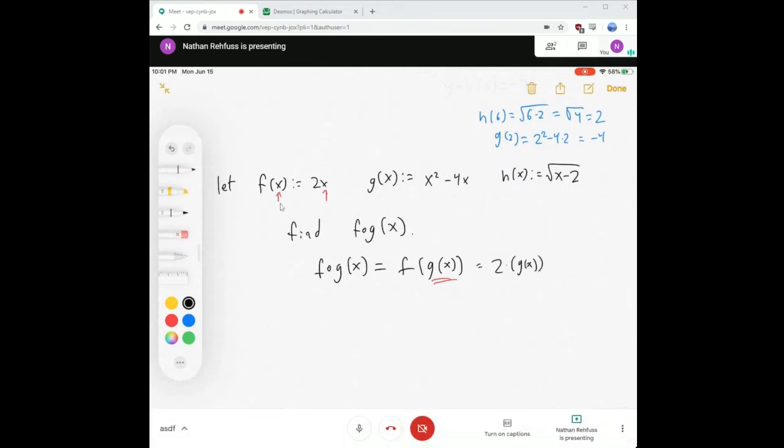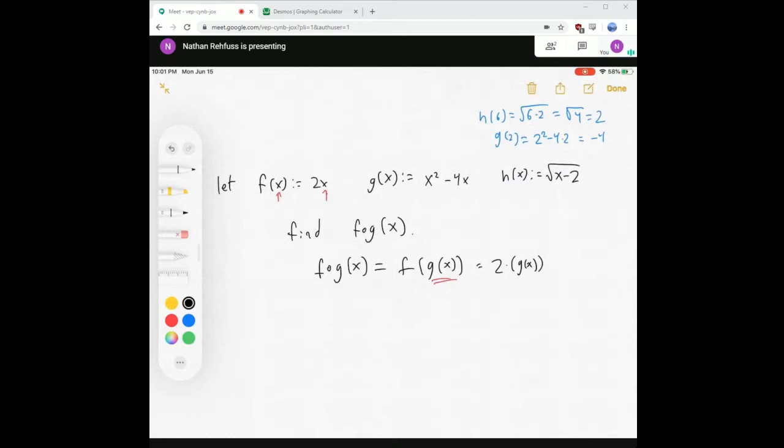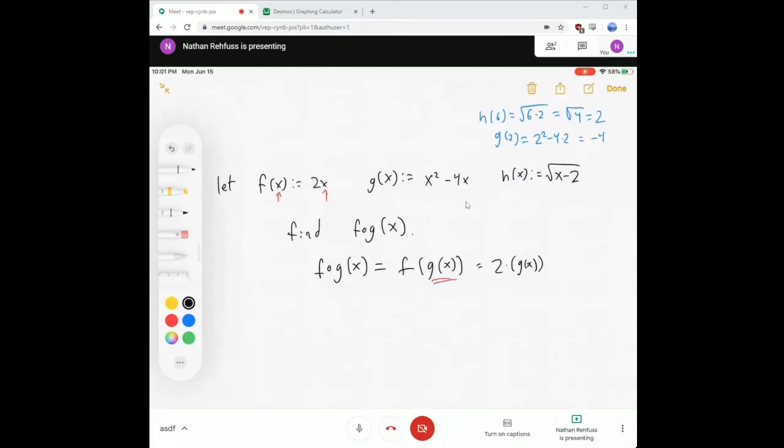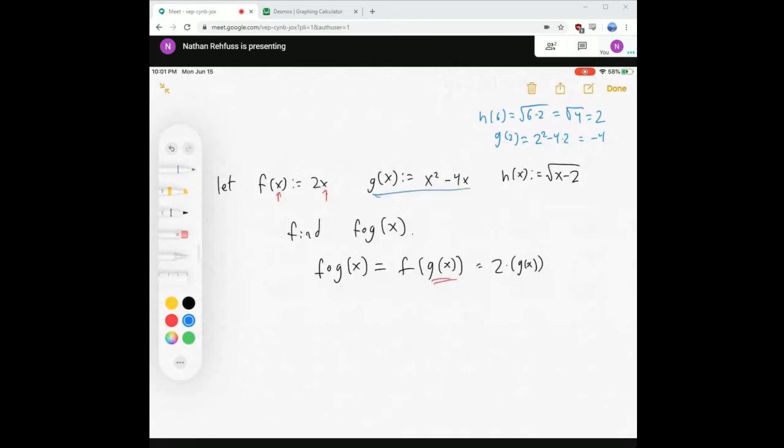You see how I evaluated this, but at this expression? So it's 2 times this guy. Now, I'm going to do one more substitution. Since I know that these are equal, I'm going to substitute that whole formula in for g of x. So now this looks like 2 times x squared minus 4x. And all I have to do is distribute: 2x squared minus 8x. So that's the formula for f of g of x.